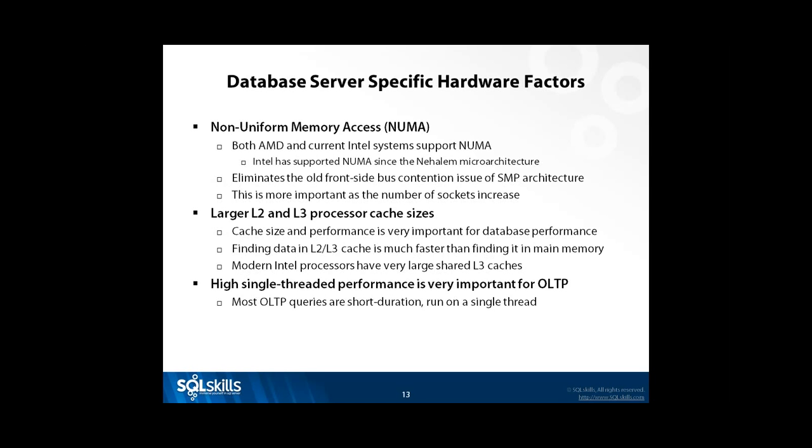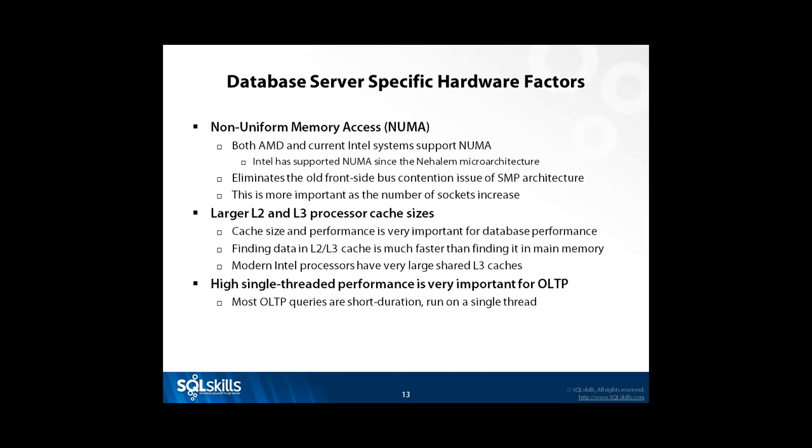So, database server specific hardware factors. Again, make sure you've got NUMA support, which all new servers will have. That gets rid of that front side bus contention and gives you much better scalability. It's also important that you've got the largest possible L2 and L3 processor cache sizes on whatever processor you actually pick. That's really important for database server performance. And then finally, you want to make sure you've got the highest single-threaded processor performance possible, because most OLTP queries are really short duration, only a few milliseconds in most cases, and they only run on a single thread. So if you don't have a big storage bottleneck or memory bottleneck, then your processor performance is your ultimate bottleneck, and having a faster single-threaded processor will just make your queries run that much faster. It's just as simple as that.